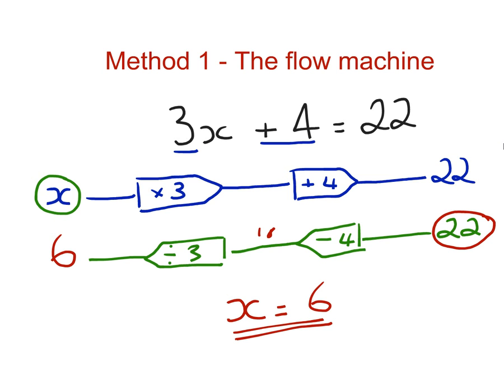To check, you can put it back in the first one if you wanted. 6 times 3 is 18, plus 4 is 22, and that works. But as I said, this method is nice, it's simple, but it does have its limitations. But anyway, let's move on to method number 2.